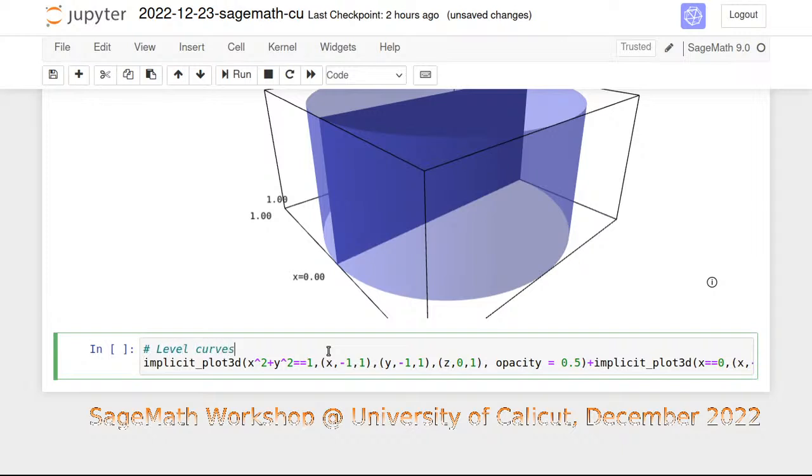For example, suppose that we have x square plus y square equal to 1, the cylinder. Now suppose that we want to plot x square plus y square equal to 1 just at height z equal to 1 or z equal to 0.5. We don't want anything else. So we basically want a circle at z equal to 0.5 on that cylinder. For that, you can use the implicit plot, but you need a small trick: the z range you need to make very small. So like this.